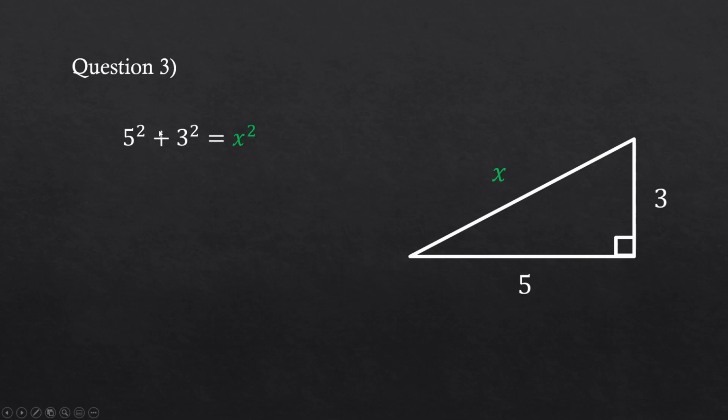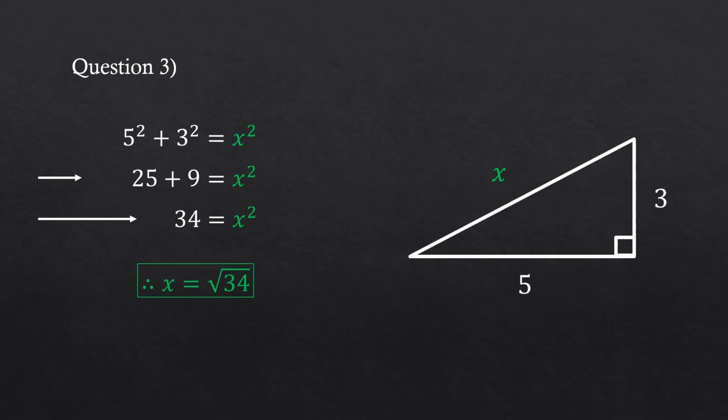So 5 squared plus 3 squared should be x squared, which means 25 plus 9 should equal x squared, which means x squared is 34. So what should x be? Square root of 34. I know it's an ugly number, but we can't always have a nice looking number, right?